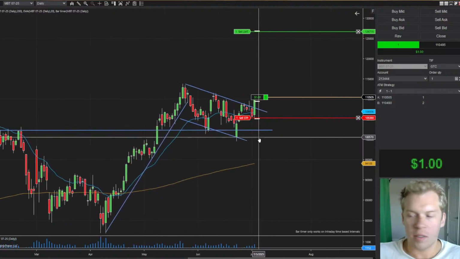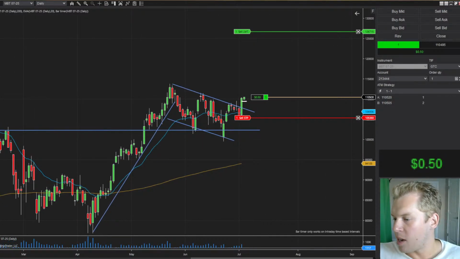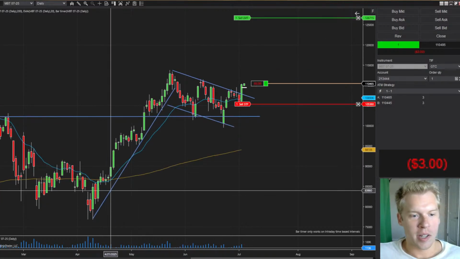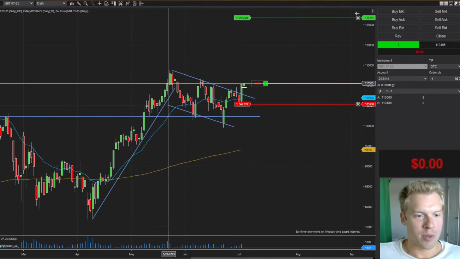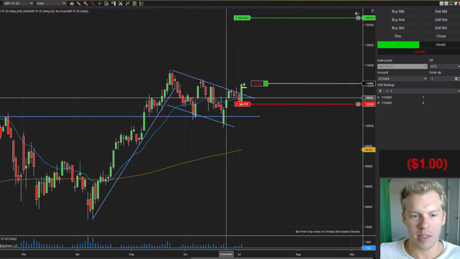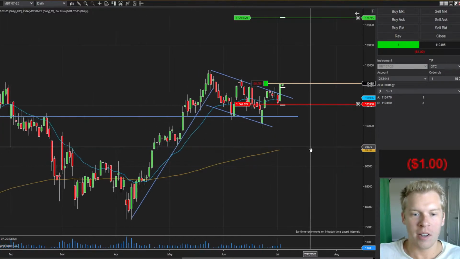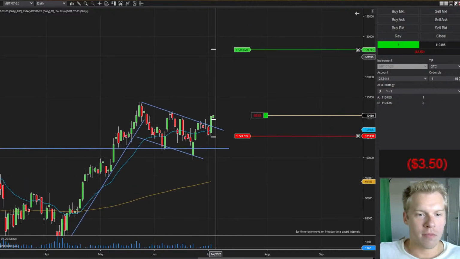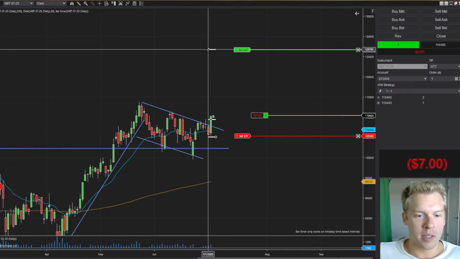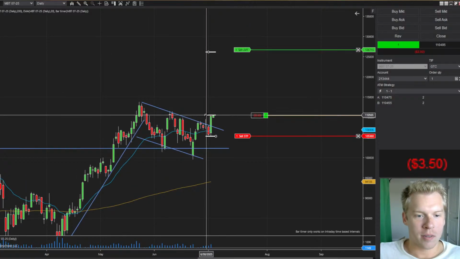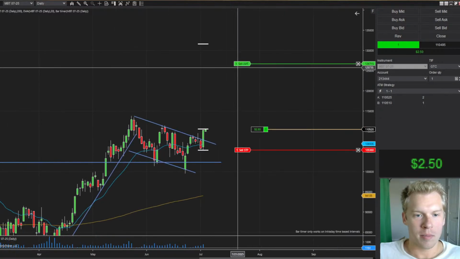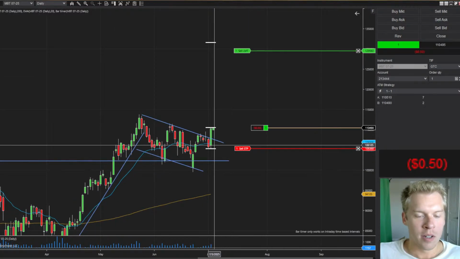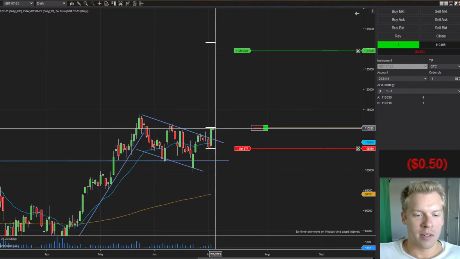So the pattern we have here, it's a bull flag, pretty strong bull move up. Then we have this pullback. So this is the bull flag. Now we're having a breakout of that bull flag. Let me make my, there we go. So possible breakout of that bull flag here.